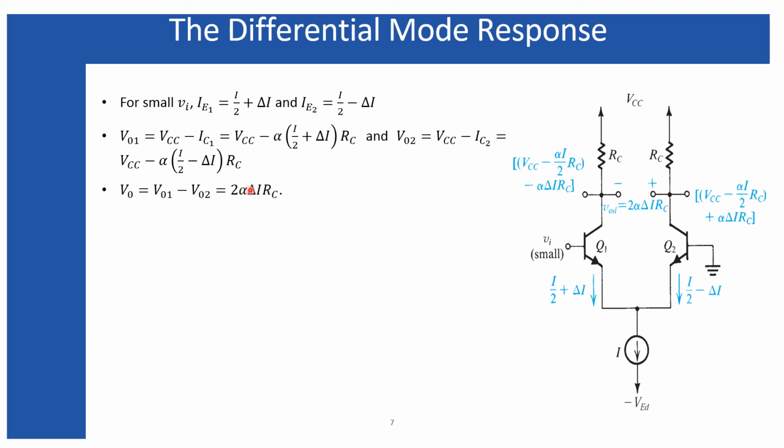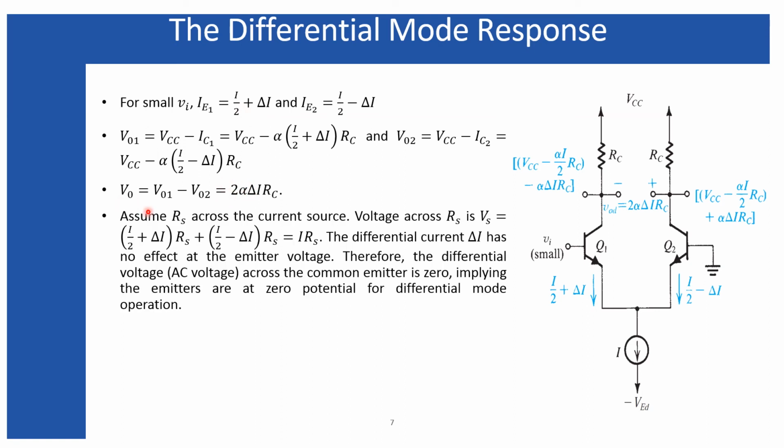That means the differential change in the current, or even the emitter current. So you can see, if you combine this alpha times delta I, this becomes the differential change in collector current. You can see that the common mode or the biasing current, which appears as the common mode current, doesn't appear in the final expression of the output voltage.